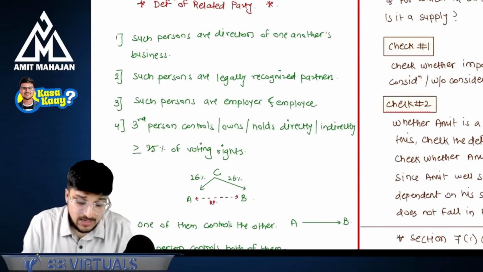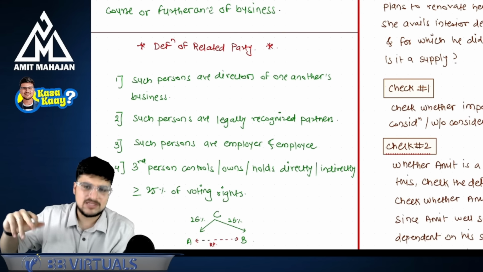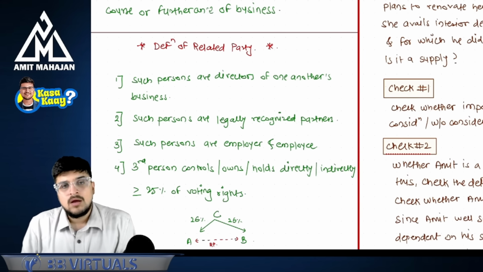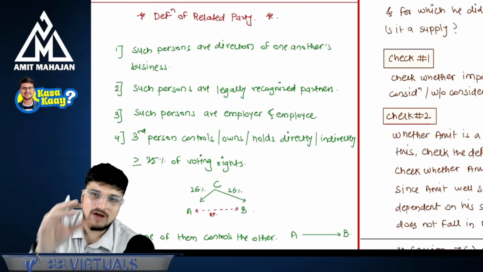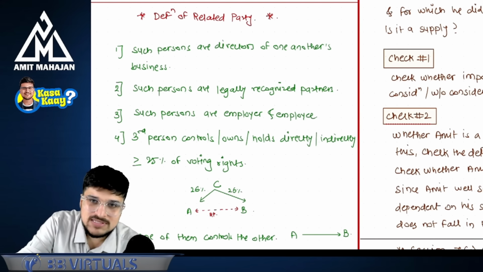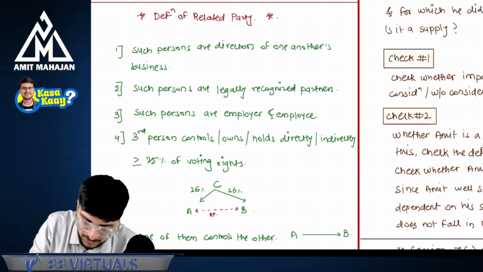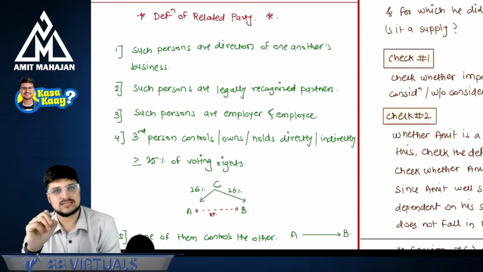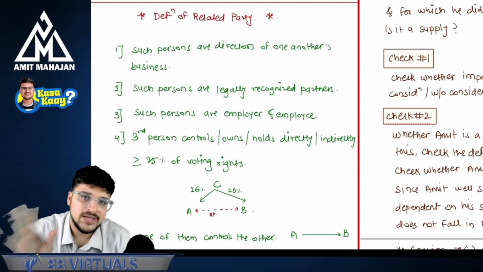First we need to identify the definition of related party and distinct persons. First I will explain what a related party is, and after some time I will explain what a distinct person is. What is a related party? It is a one-time read. Such persons are directors of one another's business, which means I have a business, you have a business. I am a director of your business, and you are a director of my business, so we both are considered related parties to each other. Number two, such persons are legally recognized partners, which means there is a partnership firm and there are 5 partners. All the 5 partners are related parties to each other.